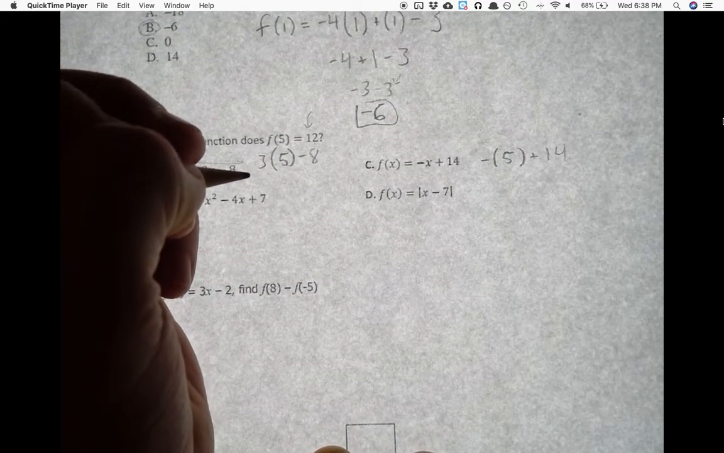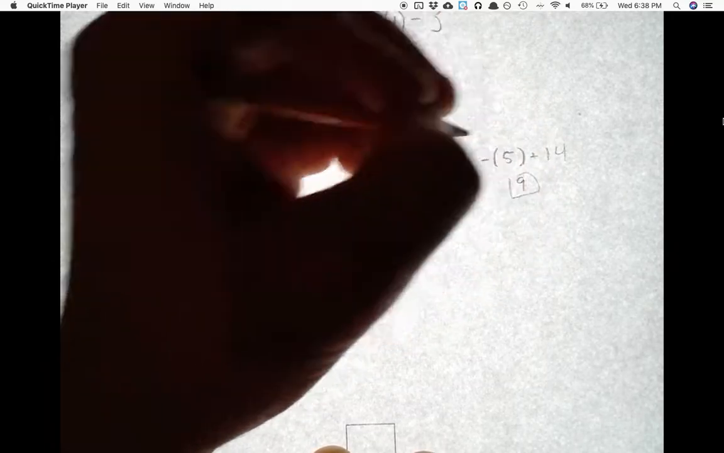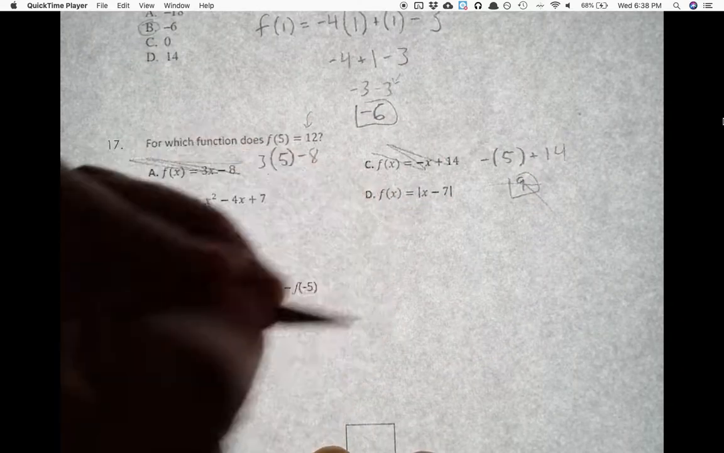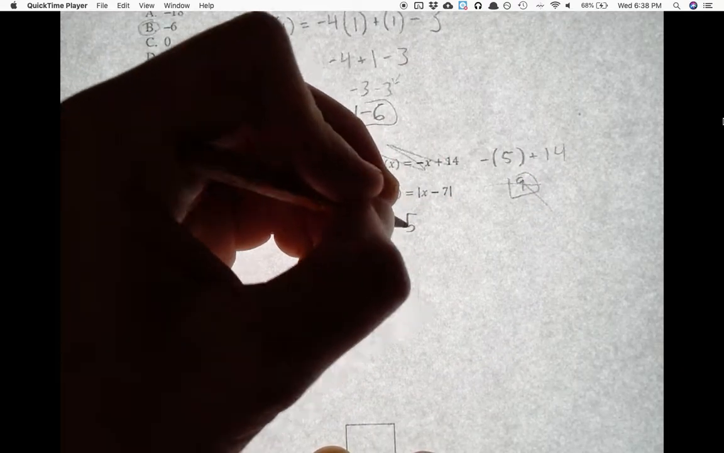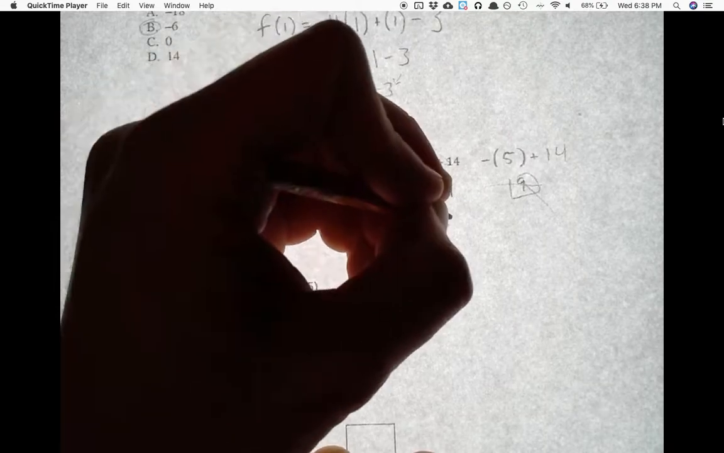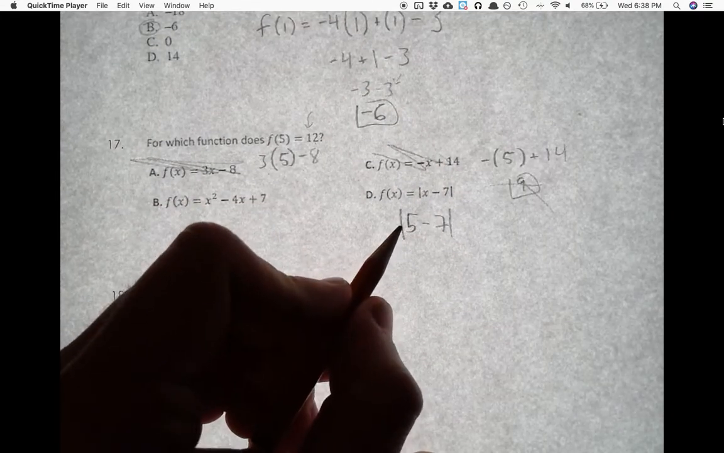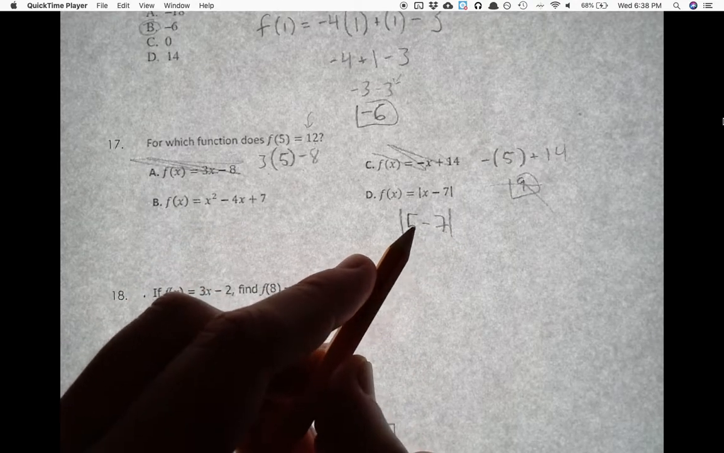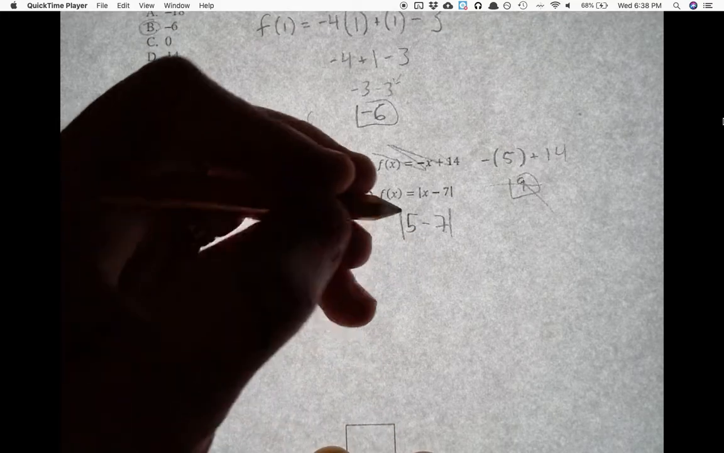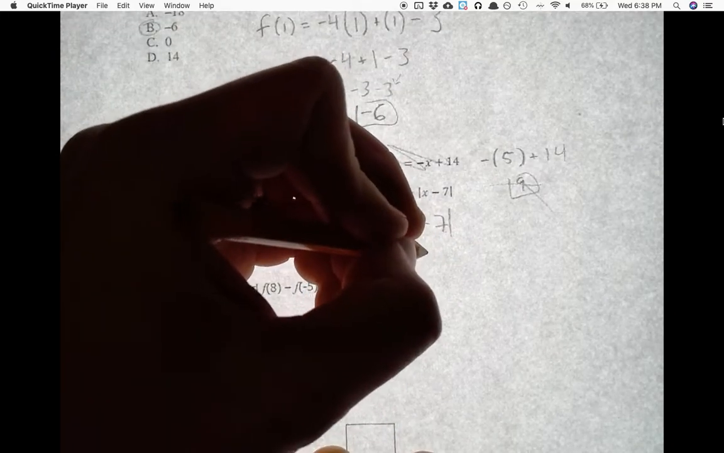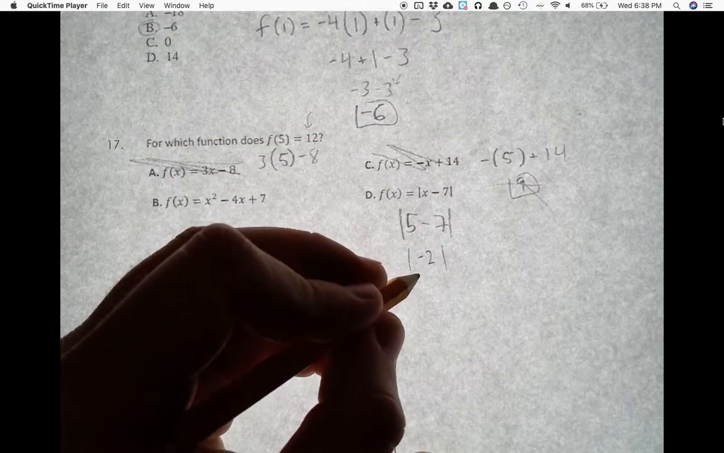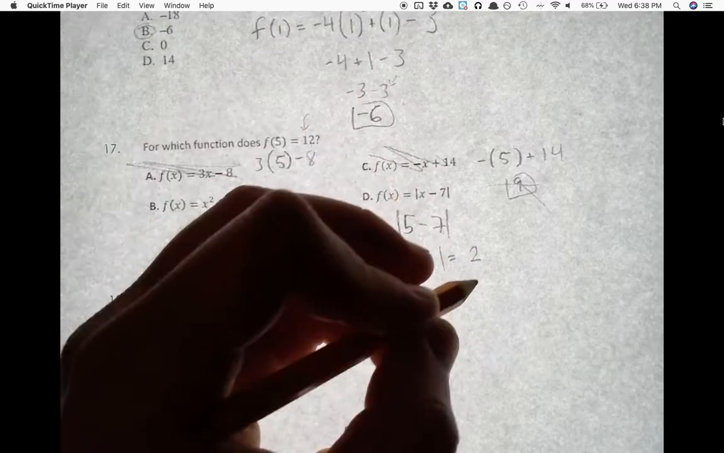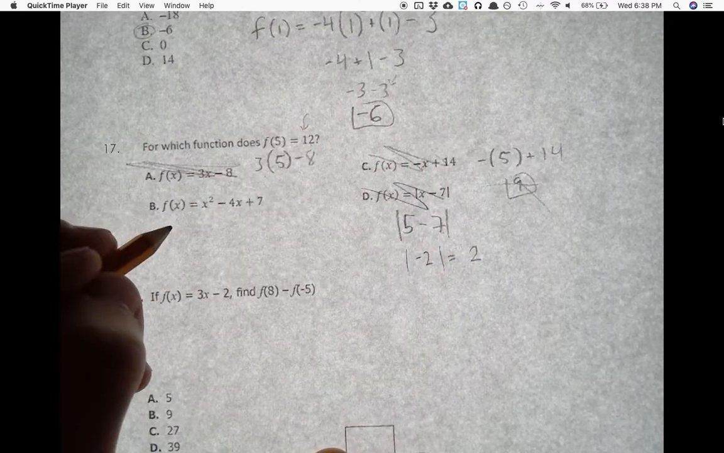If I do negative 5 plus 14, that's going to be 9, and that is not equal to 12. So that's not it. If I try this, 5 minus 7, absolute value of that. Well, these bars just tell me to get how far away the answer is from 0, except I have to do the math inside first. 5 minus 7 is negative 2. The absolute value of negative 2 is just going to become positive 2, which isn't 12, so it's not D. So it should be B.